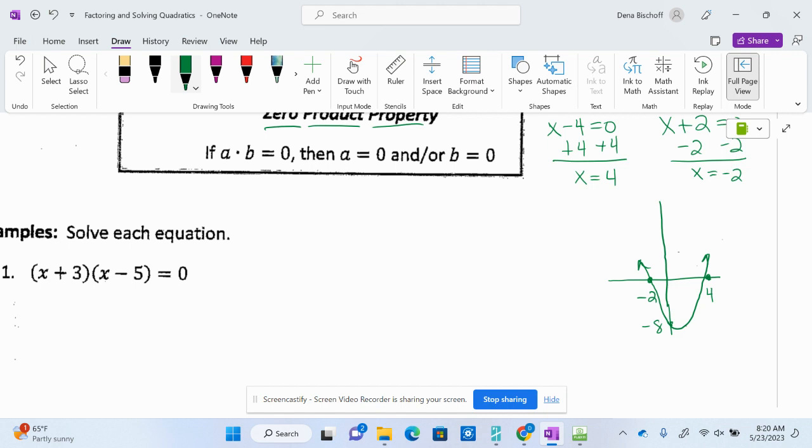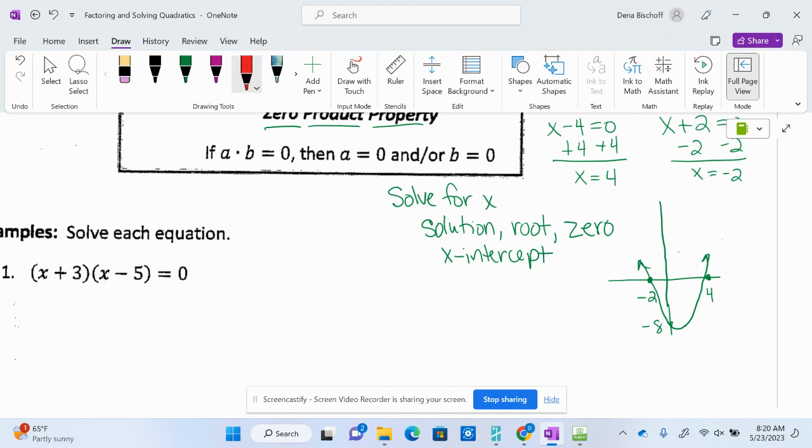So we're going to take a look at the factors and see if you can determine what the roots are. So when you solve for x, it's called the solution, but it's also called the root. It might be called the 0 or the x-intercept. Those are all of the names that we use to represent these two places on the x-axis. They're the roots. They're the solutions. They're the zeros. And they're the x-intercepts.